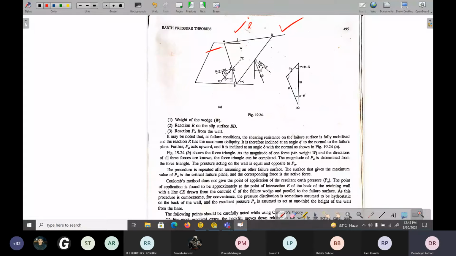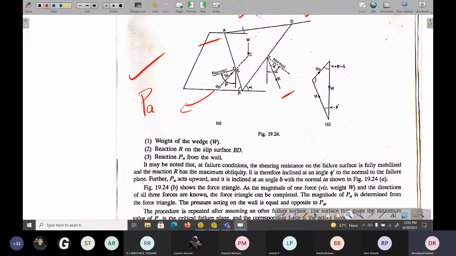There are two reactions here, R and PA. Our interest is in PA. So it is the active pressure, which is nothing but the reaction acting here. What he says is that this active pressure makes an angle delta with the normal.